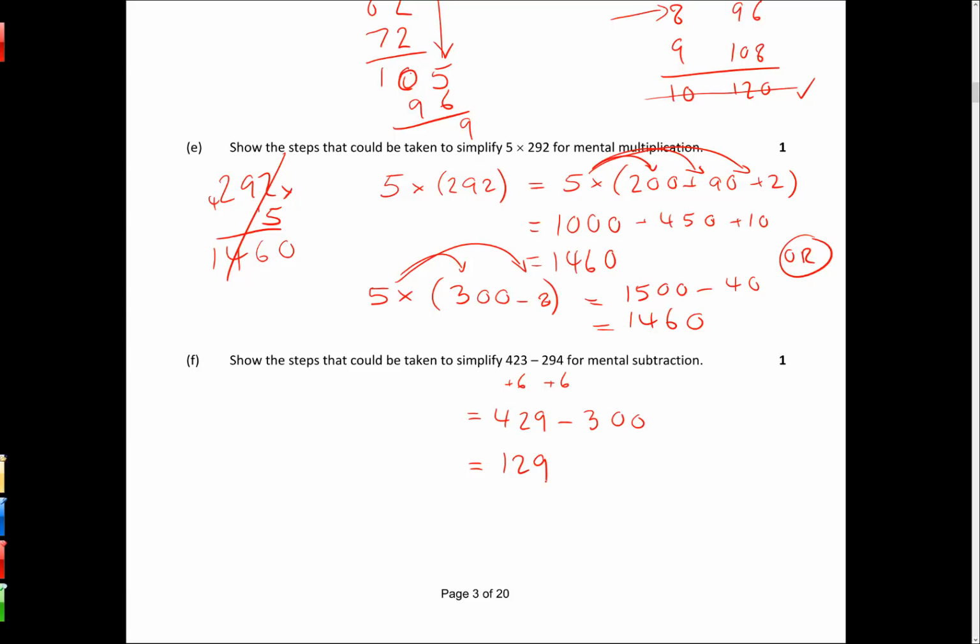The other thing I could do, it's a very subtle difference, I could have said it's 423 minus 300, which is 6 too many, but then plus 6. That's the same thing. 423 minus 300 is a 123, but I better add that 6. I took too many off by taking 300 off, and it gets me back to 129.